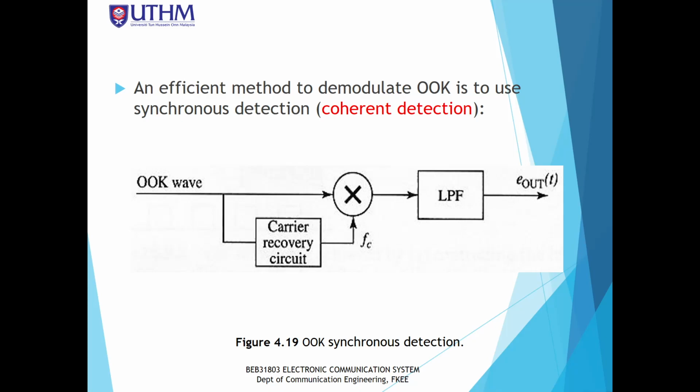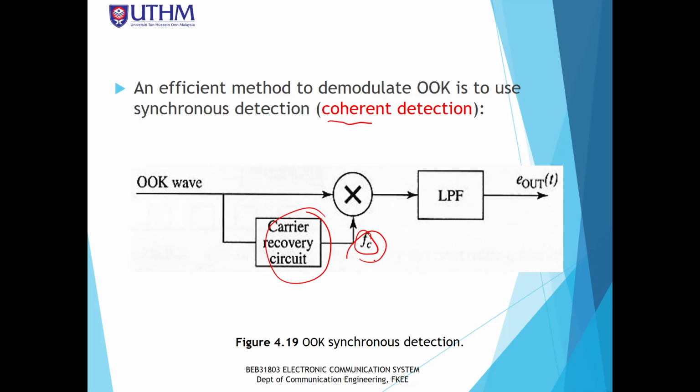So the word coherent here means that we are using the carrier information to do the demodulation in order to produce the original signal at the output. There's also another type of detection, which we call non-coherent detection. For non-coherent detection, we are not using the carrier information to do the demodulation process.